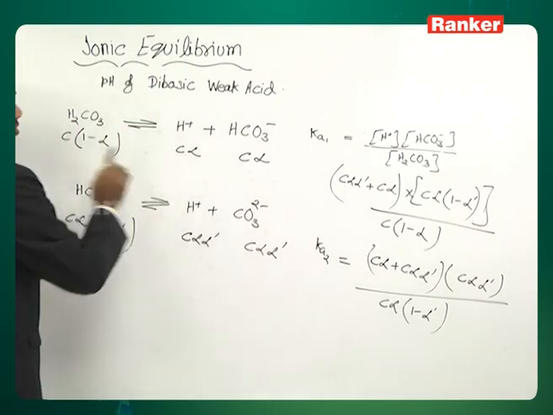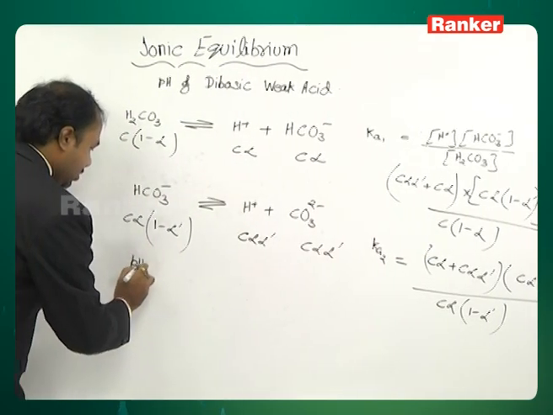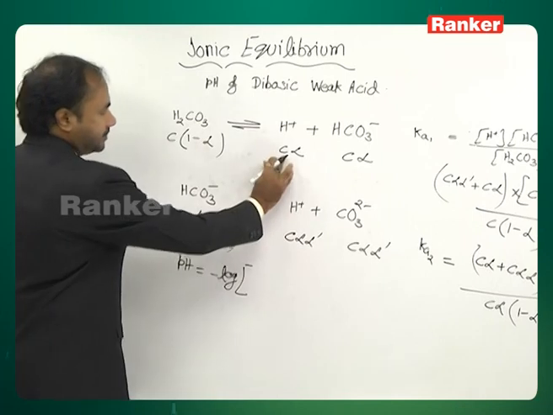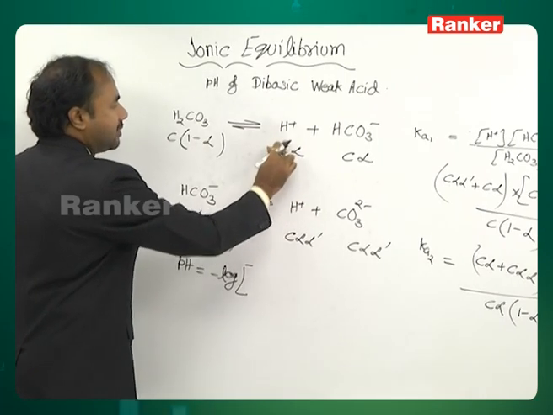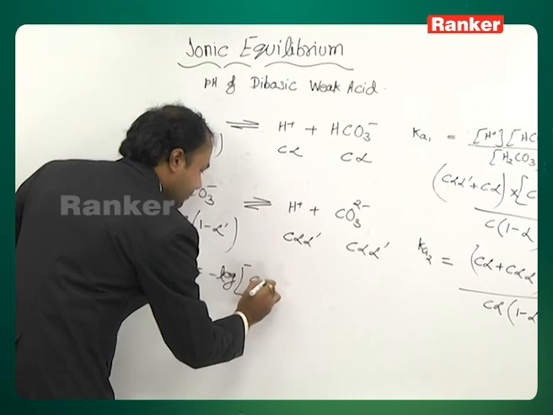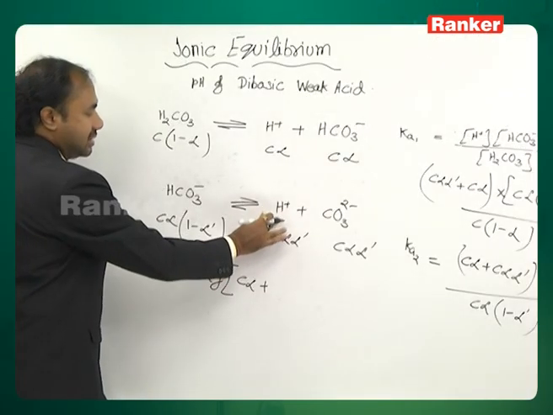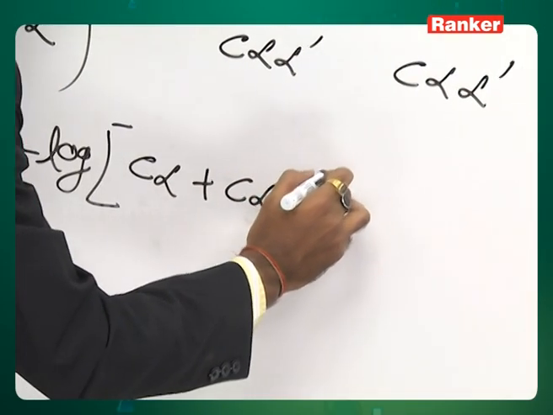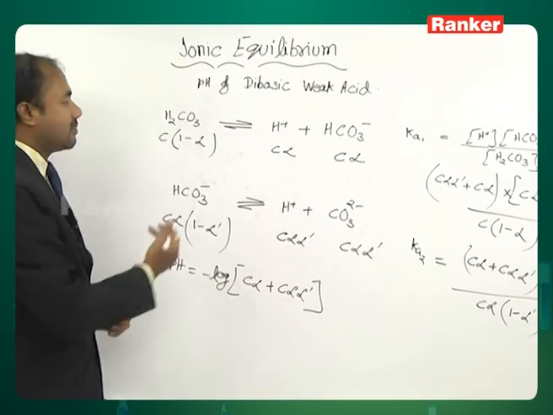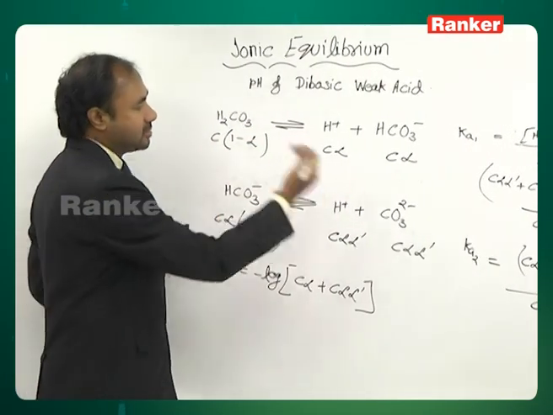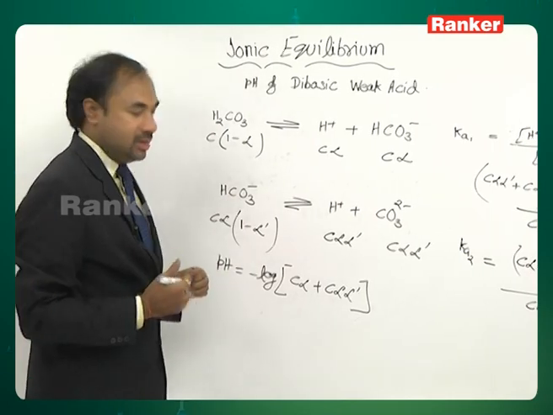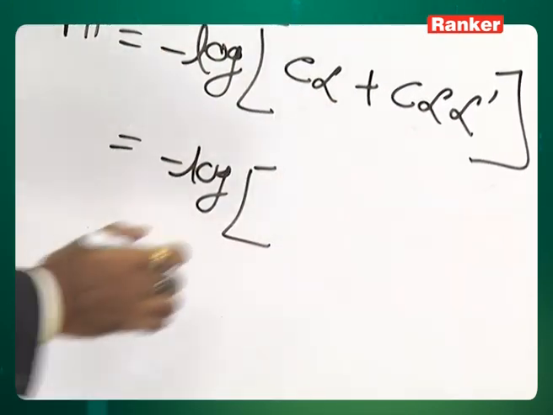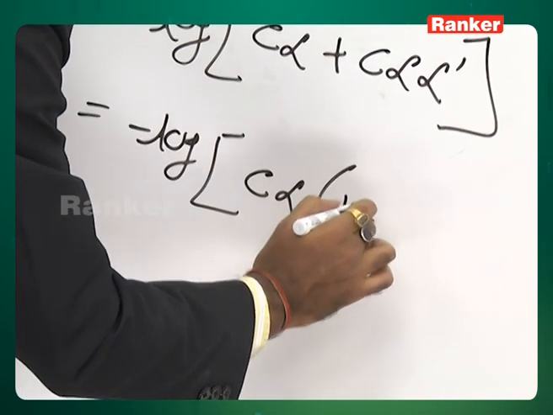Now, pH of the solution will be minus log of total H plus ion concentration, which will be H plus ion concentration coming from first dissociation, which is C alpha, plus H plus ion concentration coming from second dissociation, which is C alpha alpha dash. Right? See, I'll tell you how to take approximations here. That also we'll discuss. Otherwise, this becomes very fearsome actually. Now, we put pH equal to minus log. We take C alpha as common. We get here 1 plus alpha dash.